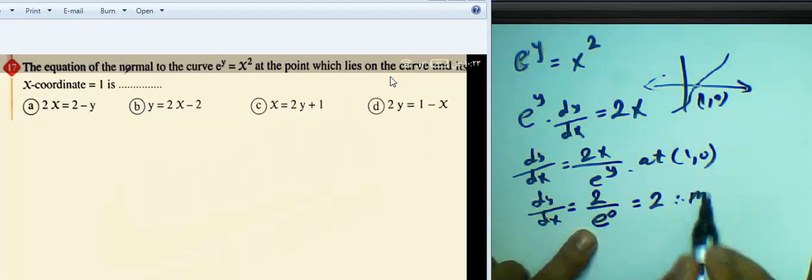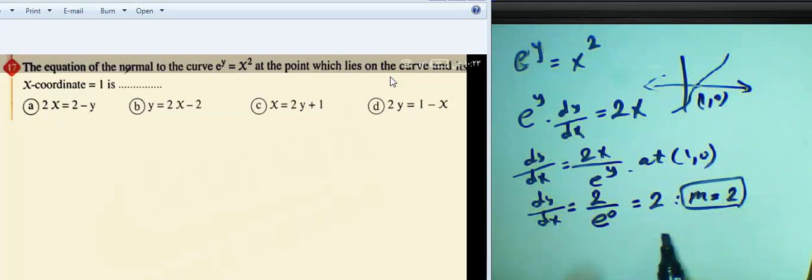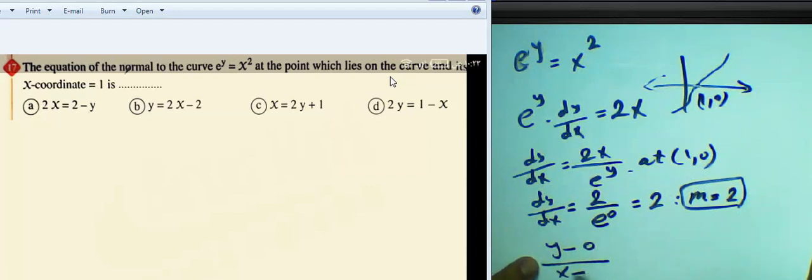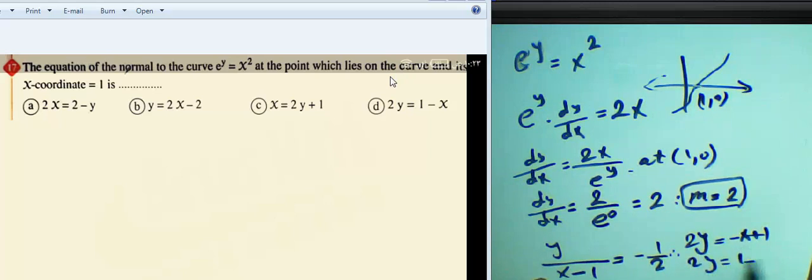Then the slope is 2, so for the normal equation, (y - 0)/(x - 1) equals negative 1 over 2. You must reverse the slope, invert it, and change the sign. Then we can cross multiply: 2y equals negative x plus 1, so 2y = 1 - x. Choose letter D.